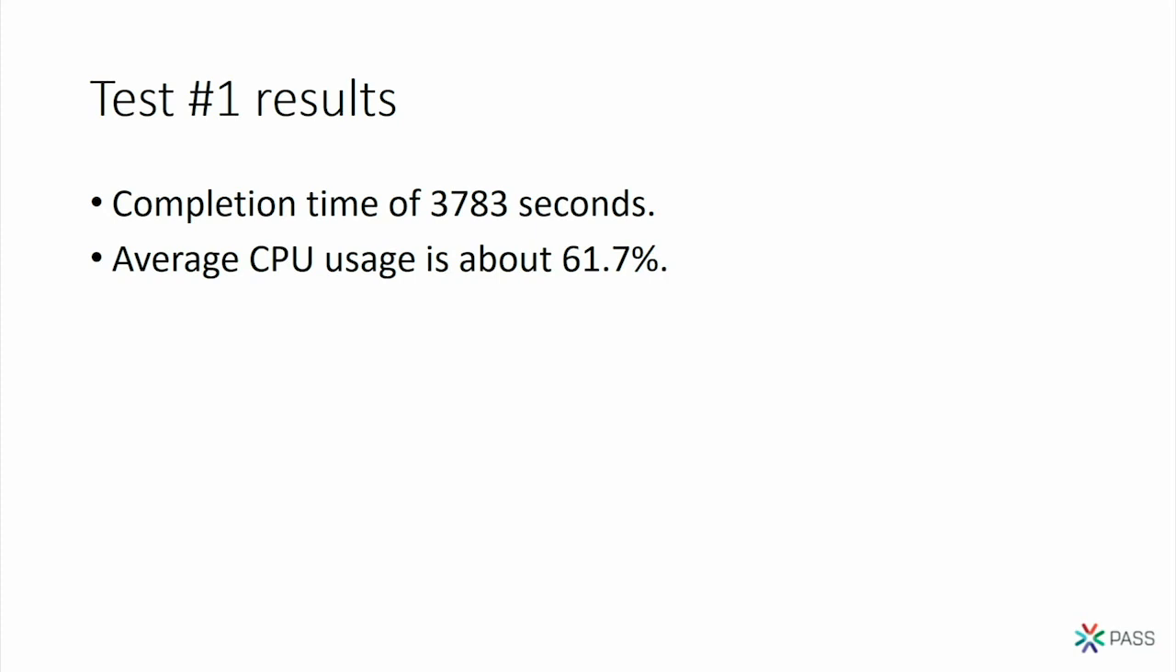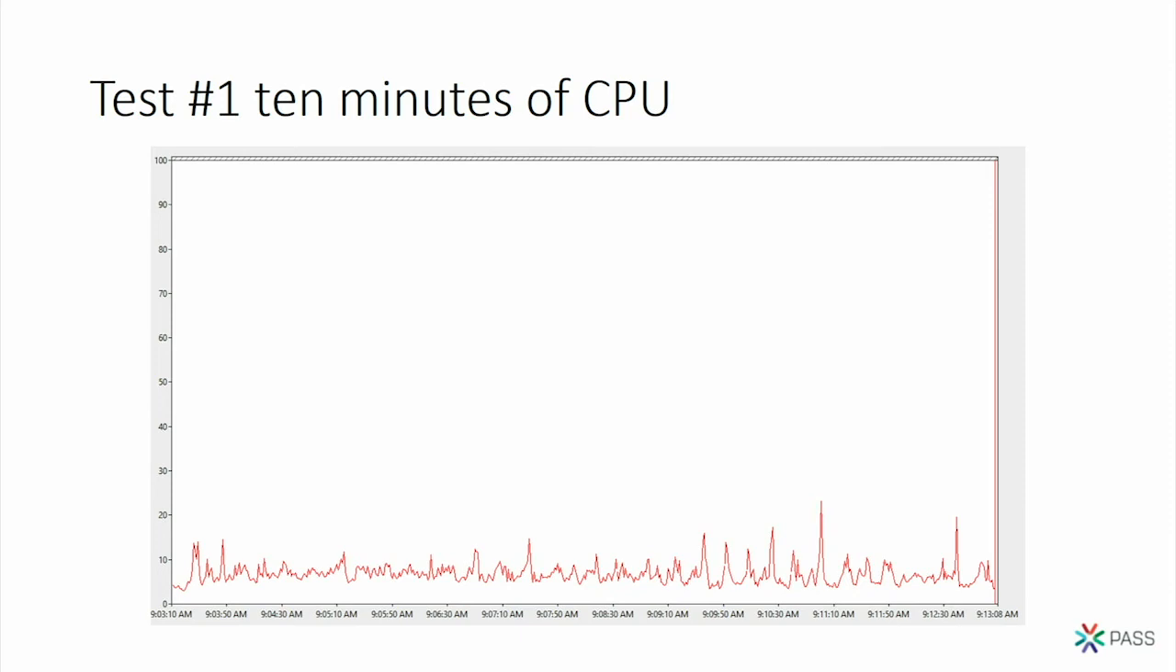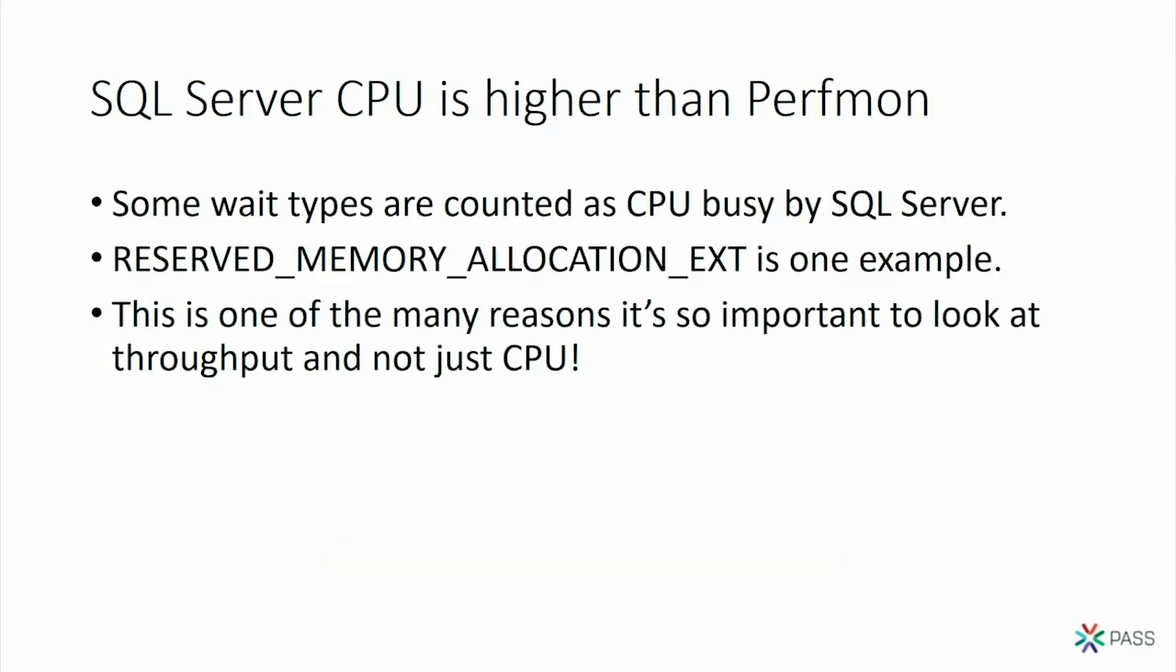SQL Server says CPU is about 61%. So it sounds like I'm using too much CPU now. Except Perfmon strongly disagrees. Perfmon says we're at about 10% CPU. So who are you going to trust? SQL Server or Perfmon? Oh yeah, of course you're going to trust Perfmon. So why can this happen?